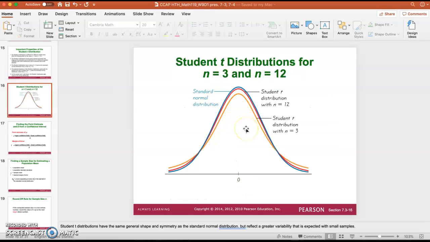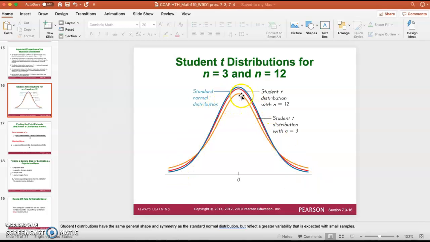So here's a visual where you can see this orange shape right here, that's that bell shape for a t-distribution with sample size n equals 3. And the red one is a t bell-shaped distribution with sample size n equals 12. And then the blue is the standard normal distribution.